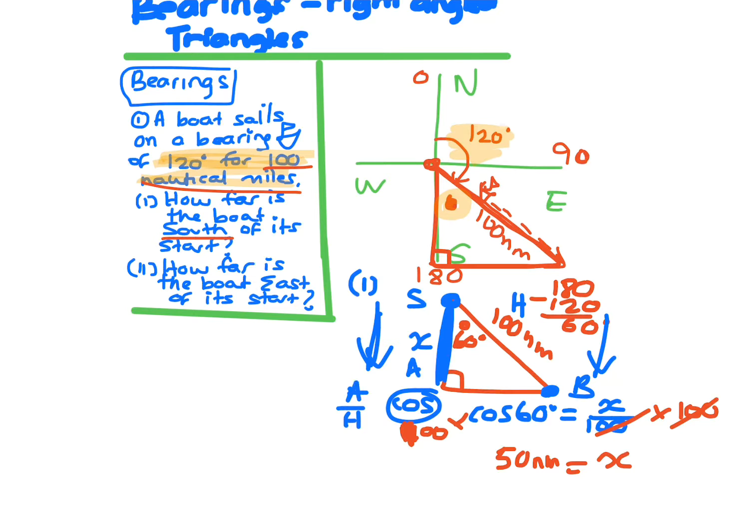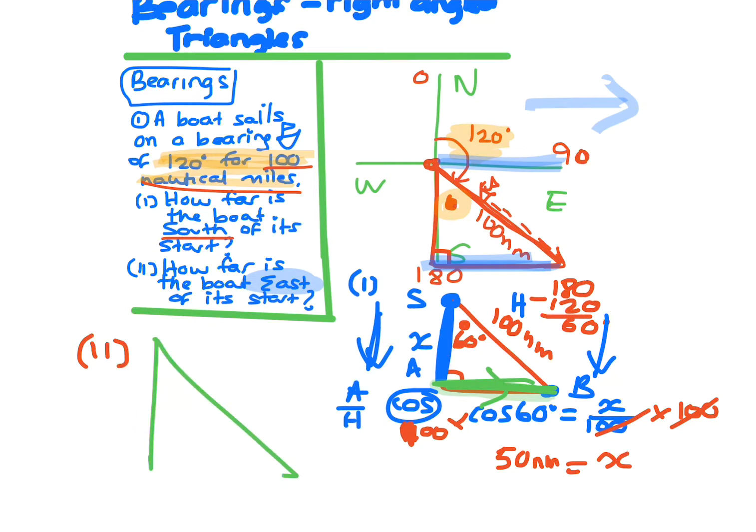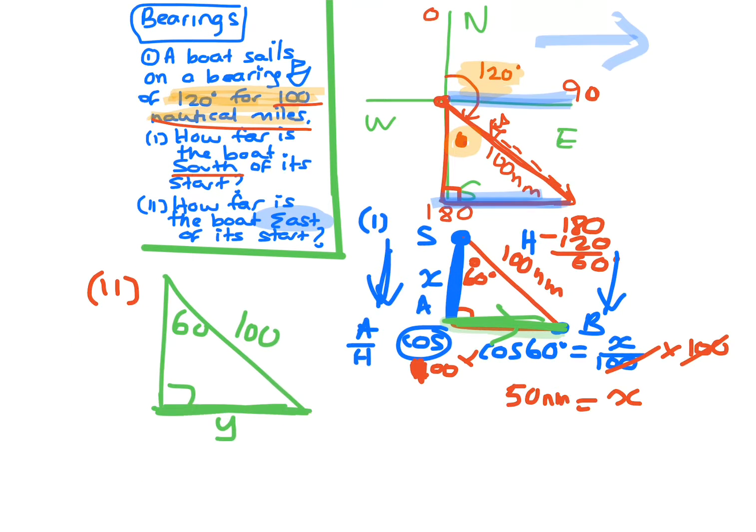Okay, now part 2, it says how far is the boat east of the start. Now, east is this direction here, going that way. So on your triangle, I'm just going to put this one in green, it's along here. So let's just have a look along there. That's how far east. So when you're looking at your triangle and you're looking how far east, there's 60, 100. We'll call that one Y. Y is along that line.